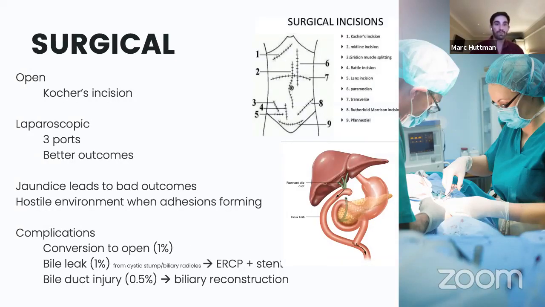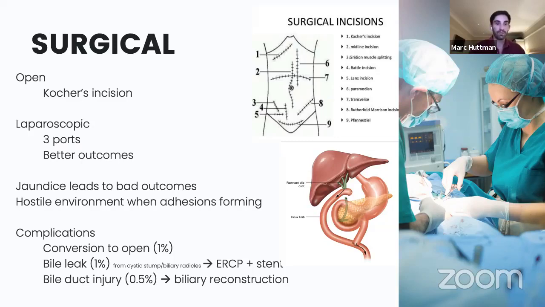So the surgical management, you can have open surgery, the Kocher's incision, which is number 1 there, which you would have seen on patients, I'm sure, and laparoscopic, which has better operative outcomes and post-operative outcomes, which will often be accessed by 3 ports, one of them umbilical to get the camera in, and then 2 other ports.